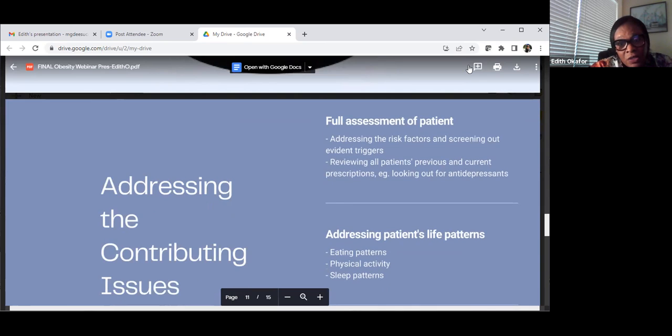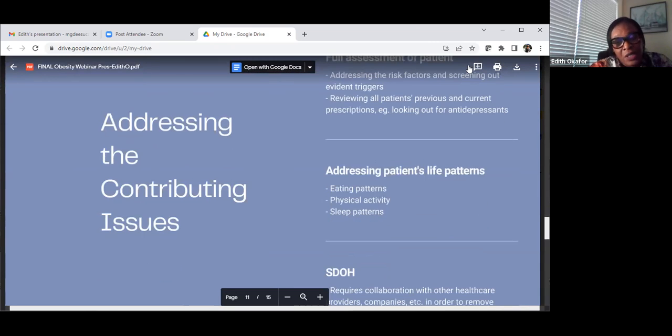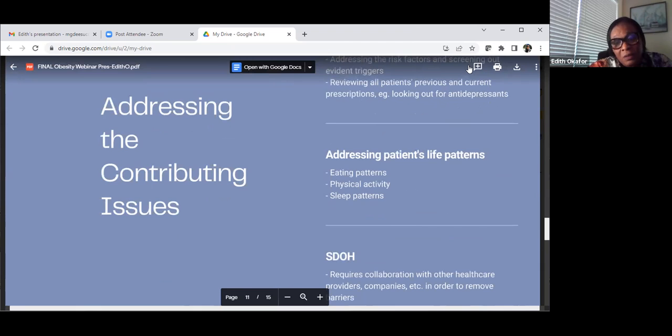And then we also look at the patient's life pattern, which is also part of the history, because you have to find out how you are eating, the eating patterns, physical activity, sleep patterns, just like we mentioned prior. And then we want to find out where they're working and what they do. If you go to the office, for example, do you take your food to work? Do you eat out every time you go to work? That kind of thing. So we have to look at all that.